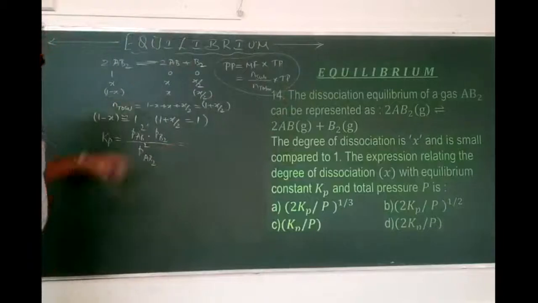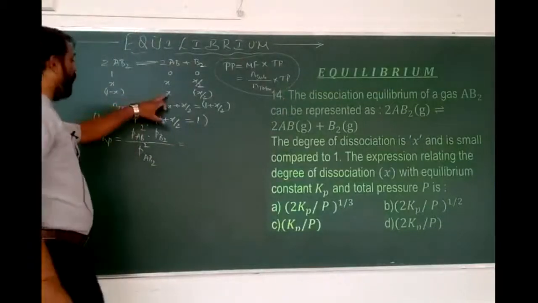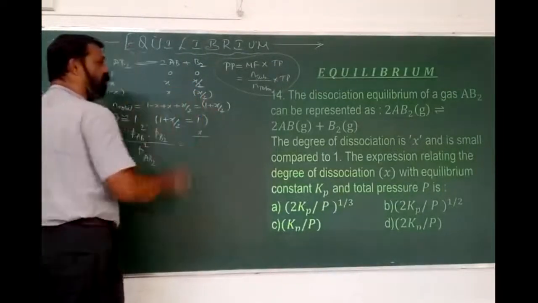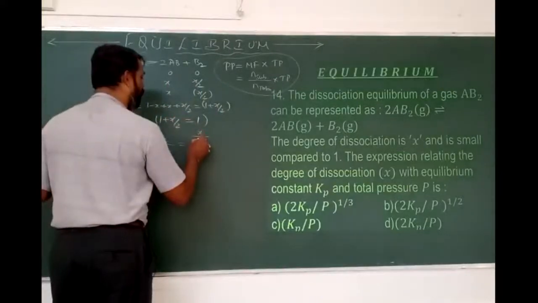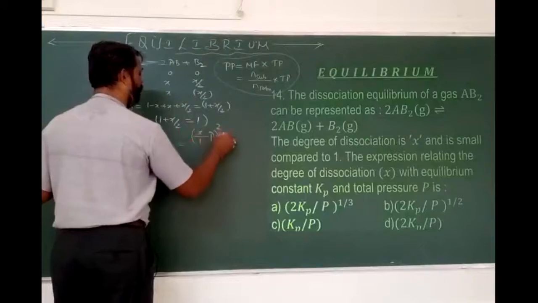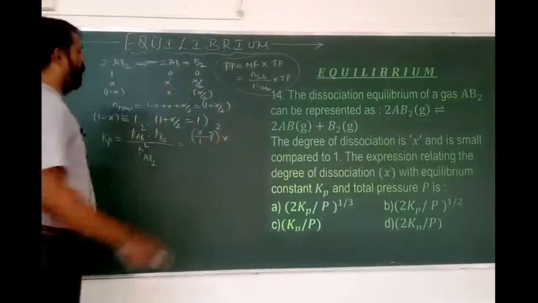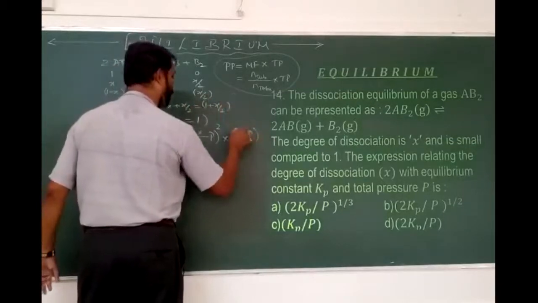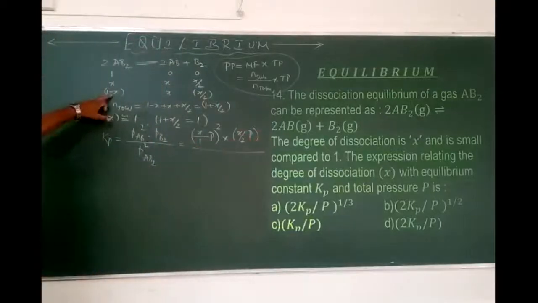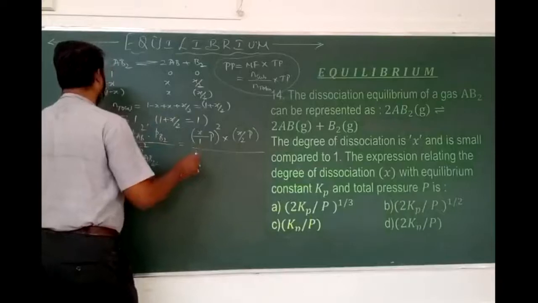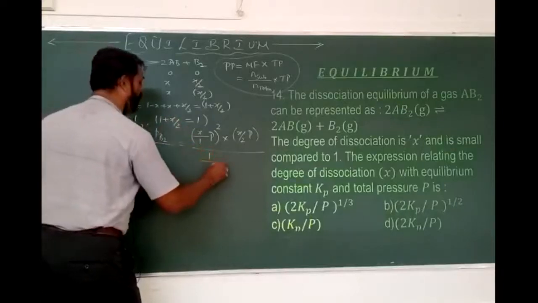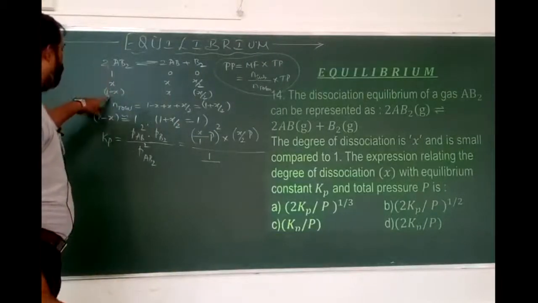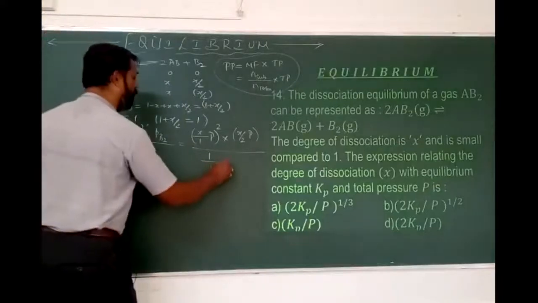Let's calculate the mole fraction of AB here. It is X divided by the total number of moles, 1 plus X, and 1 plus X is nearly equal to 1, into P, whole square, into B2, which is X by 2 divided by the total number of moles, 1, into P to the power of 1, divided by AB2, where the number of moles is 1 minus X. 1 minus X is nearly equal to 1, and 1 divided by the total is also 1, into pressure P, whole square of that.